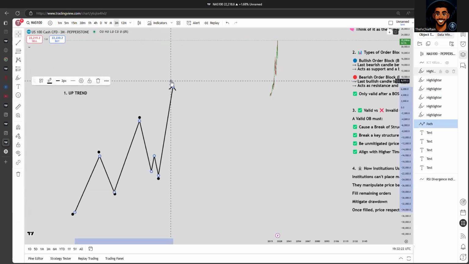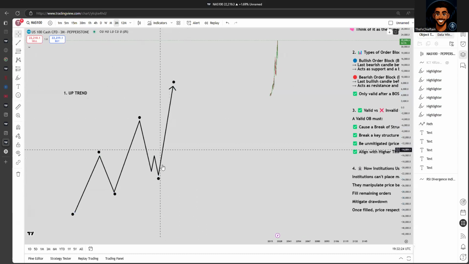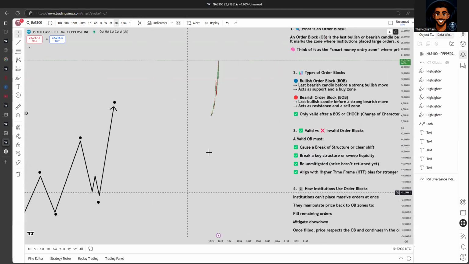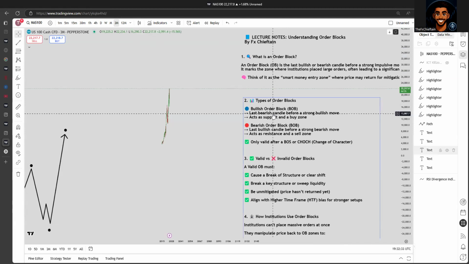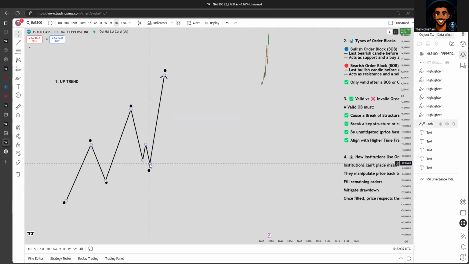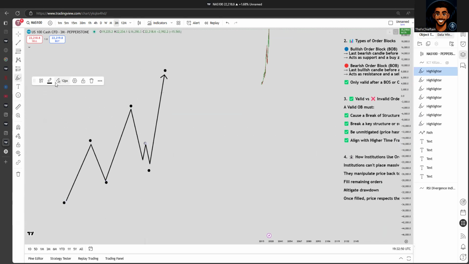So we know the market is supposed to do a pullback into a zone. But in this context, we're talking about order blocks, and the definition tells us: the last bearish candle before a strong bullish move acts as support for a buy zone. The institutional push aggressively broke structure here, and also broke structure here. Now, this is the last bearish candle, this one right here. So I'm going to turn this one to red.